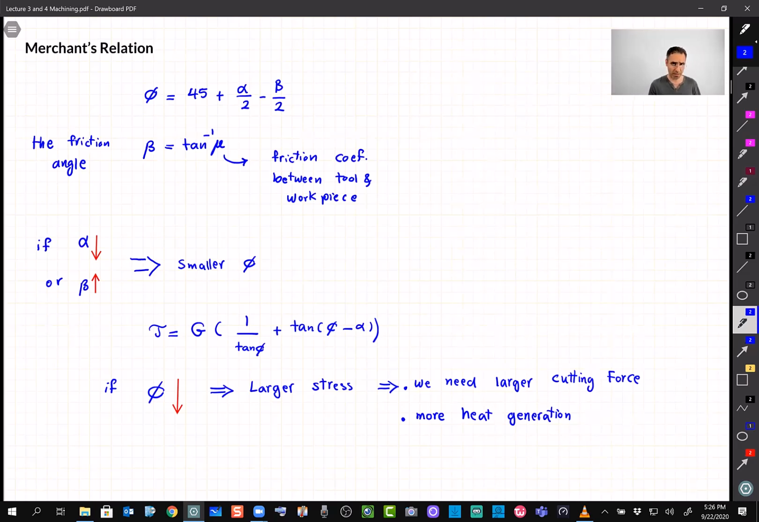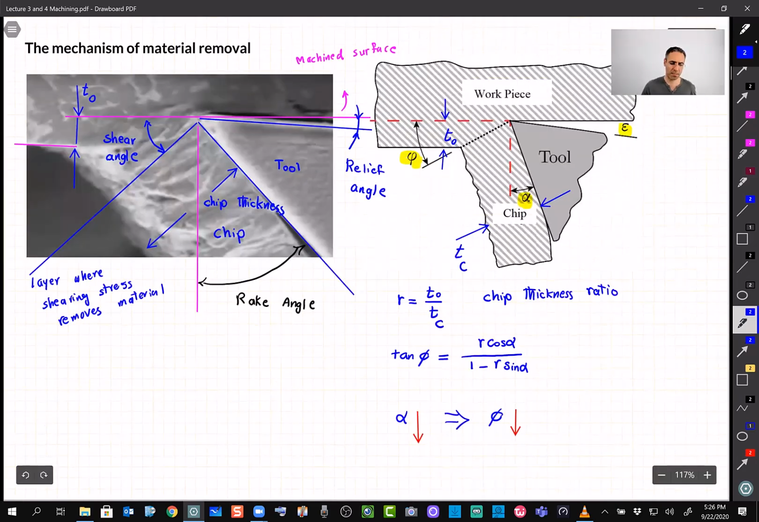Are there any questions so far? Can you please indicate once more what alpha and phi are on the diagram? Yeah, let's go back to this diagram.